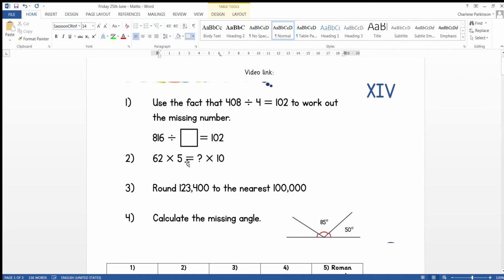Next one, 62 times 5 is the same as what times 10? Work out what 62 times 5 is, and then what would you multiply 10 by to get the same answer? Number 3, round 123,400 to the nearest 100,000. You're rounding to the nearest 100,000, so look at your 2. You're going to raise the score of your 1, or you're going to let it rest.